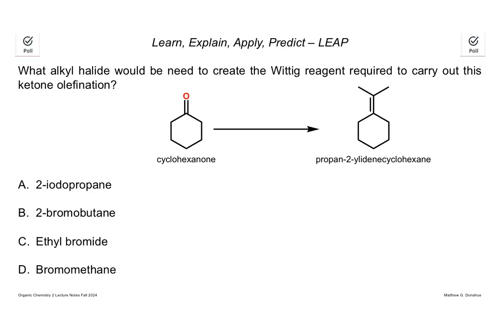So looking at cyclohexanone, so there's that oxidation state 2 carbon. We want to make that alkene, and the question is asking you, what alkyl halide should we use to make the Wittig reaction, or the Wittig reagent? So let's draw these out, and then we'll explain which one's correct.